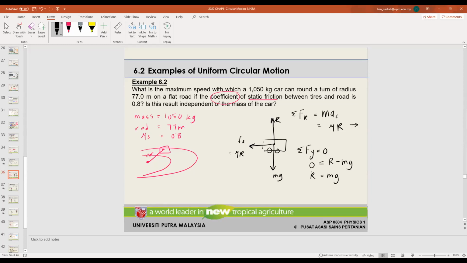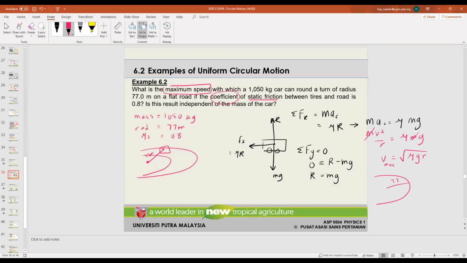Okay, so from here, m ac equals mu R. I'm substituting R with mg. So this is my equation now: m v squared over r equals mu m g. My m can be cancelled out. I want to solve for v because I'm finding out my maximum speed. So this equation becomes v equals square root of mu g r. So this is my v maximum, for a radius of 77.